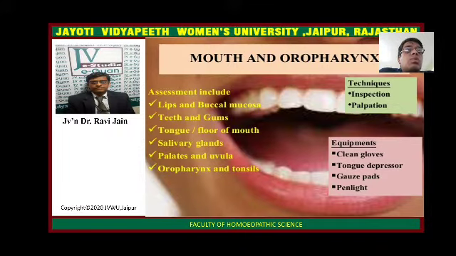The assessment includes lip and buccal mucosa, teeth and gums, tongue or floor of the mouth, salivary glands, palate and uvula, and oropharynx and tonsils. So while doing the assessment, you have to see the lips and the buccal mucosa, the teeth and the gums, and check the tongue or the floor of the mouth. You also have to check the salivary glands, and see the palate and the uvula, and oropharynx and the tonsils.